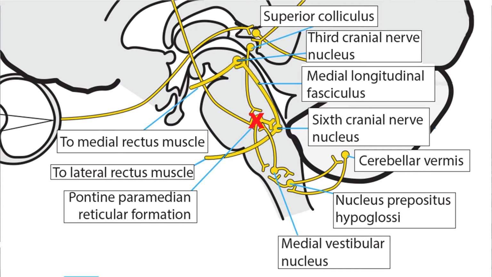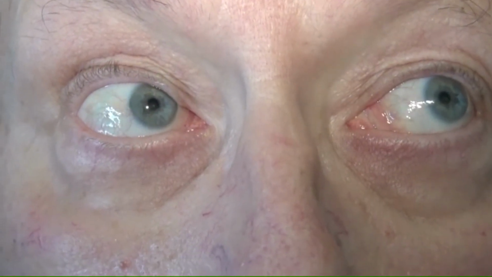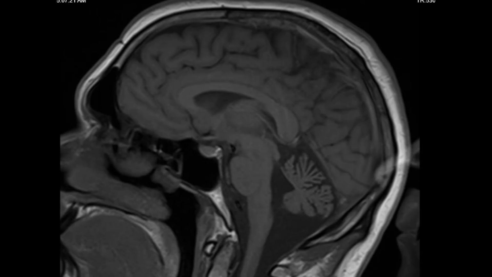Damage to the PPRF on both sides of the pons can also damage its burst cells, which are responsible for generating saccades. In that case, saccades will be slow in all directions. I call this phenomenon eyes in molasses. A common cause is spinocerebellar ataxia, a disorder that comes on in middle age and is often inherited. MRI usually shows volume loss in the cerebellum and in the pons.